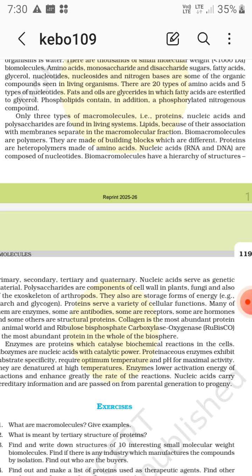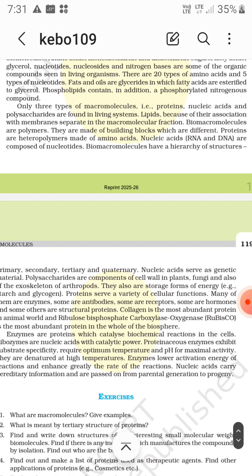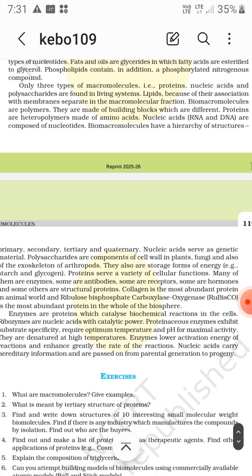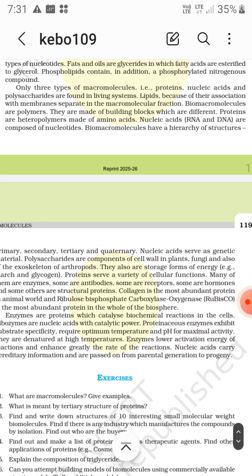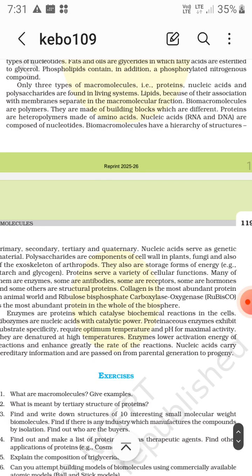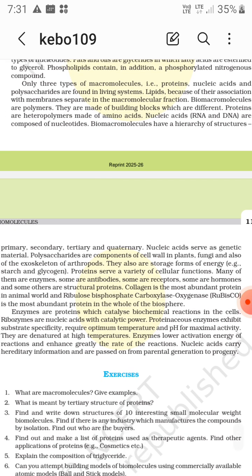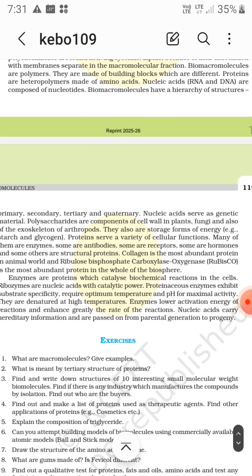Now, biomacromolecules are polymers. They are made of building blocks which are different. Proteins are heteropolymers made up of amino acids. Nucleic acids, RNA and DNA, are composed of nucleotides, right? Biomacromolecules have a hierarchy of structures, that is primary, secondary, tertiary, and quaternary.